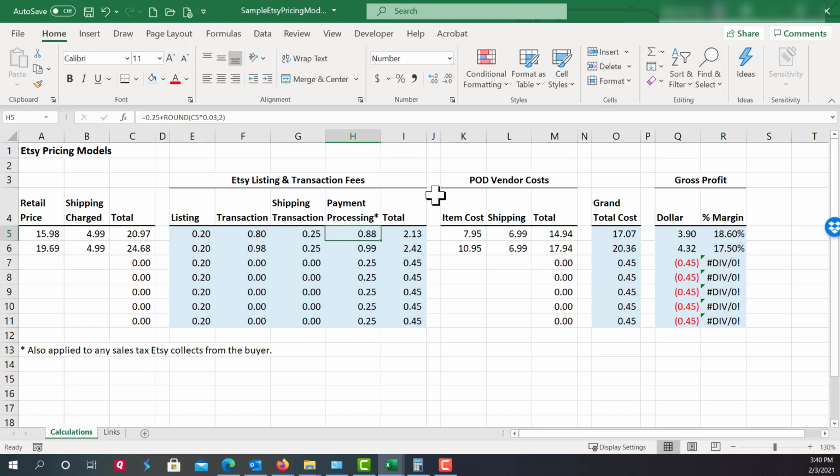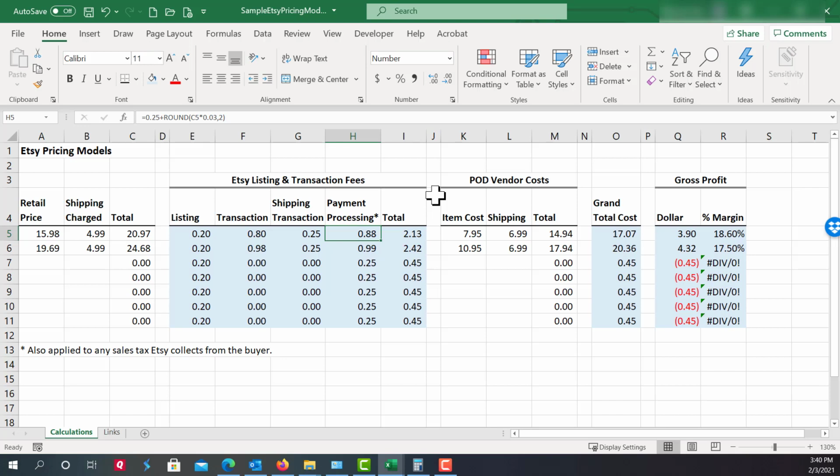Etsy does also have options for certain sellers of doing shipping labels, but that really doesn't apply for print on demand because you yourself are not printing out the label and shipping the package. That's the whole idea of print on demand. You don't do that. But the payment processing fee is based on the total amount the customer has paid, including any sales tax or VAT that they have paid.